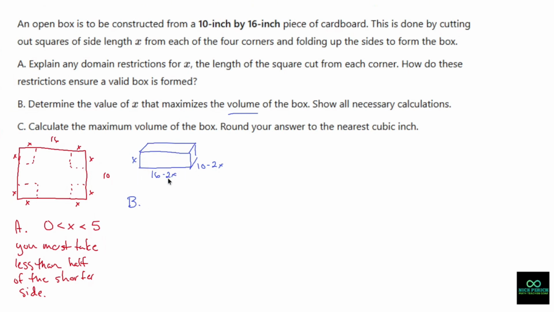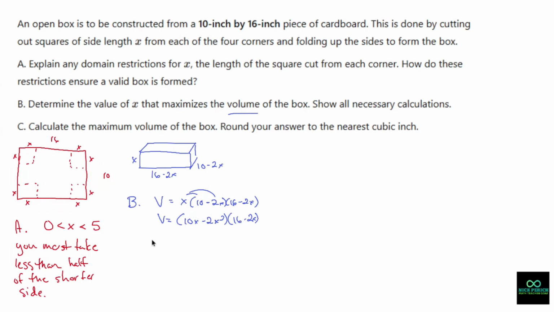Well, volume of a rectangular box is length times width times height. So I'm going to do V equals x times (10 minus 2x) times (16 minus 2x). This is just my volume formula. Okay, distribute the x. V is going to equal (10x minus 2x squared) times the quantity (16 minus 2x). Okay, FOIL this out. Let's be consistent with my colors.